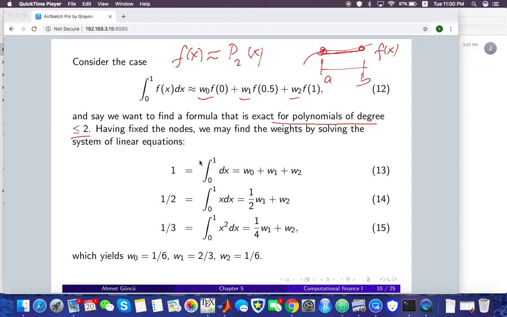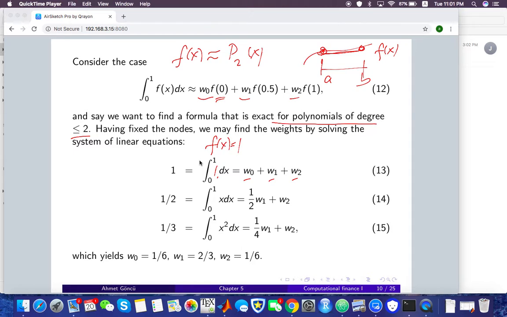First you take the constant term, because your f of x can be a constant function, which can be just equal to 1, right? So this can be seen as the integral of 1 times dx. If you are trying to integrate this, and your f of x equals 1, then what's going to be the value of f of 0, f of 0.1, and f of 1? The values are all going to be equal to 1, so we basically get w0 plus w1 plus w2.